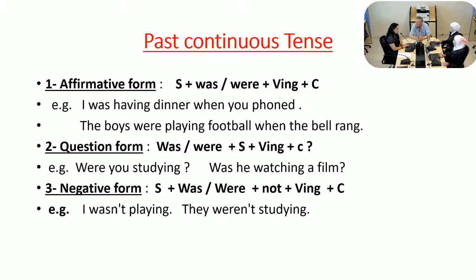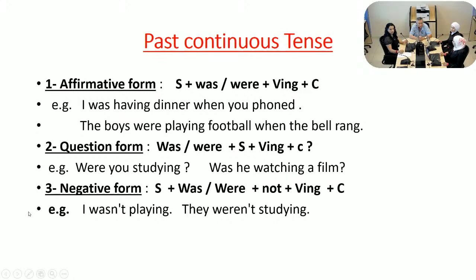A very important idea is that we use the past continuous when we are talking about two actions in the past, where one of them interrupts the second one, like I was having dinner, or when I have a specific time in the past. The second example, the boys were playing football when the bell rang.